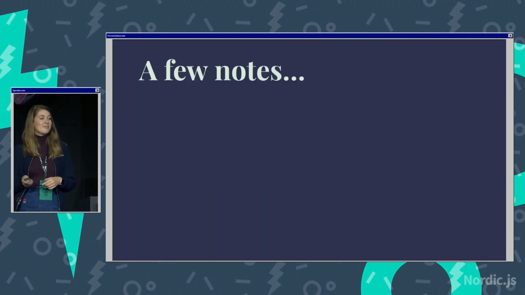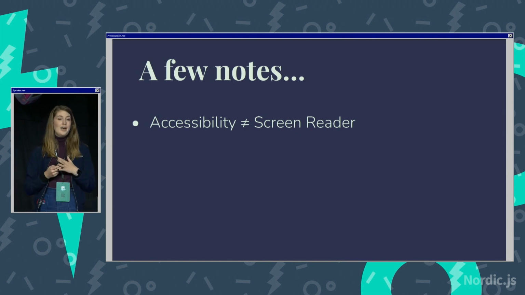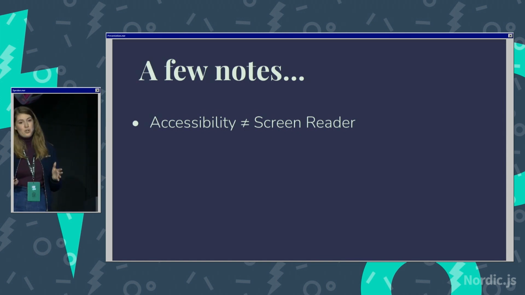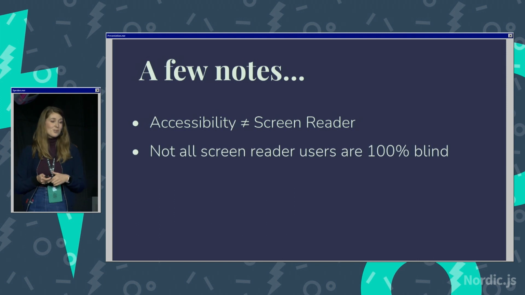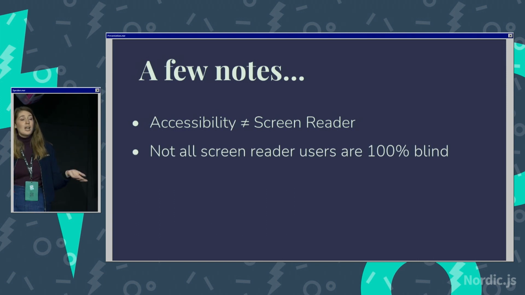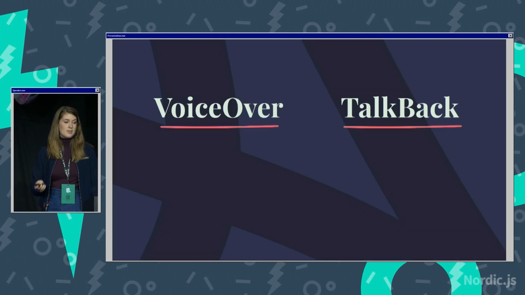So a quick reminder, screen readers are not the only accessible feature out there. There's plenty to pay attention to, and so make sure you're developing for all of these things. I'm just going to focus on screen readers because I have 5 minutes. Also, not all screen reader users are 100% blind. Make sure that when your announcements are done, that they're actually accessible to a range of visions.